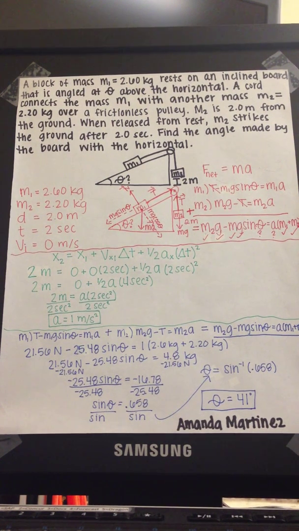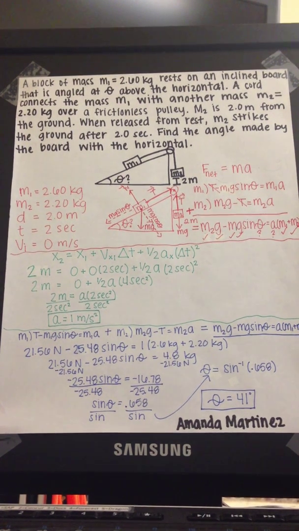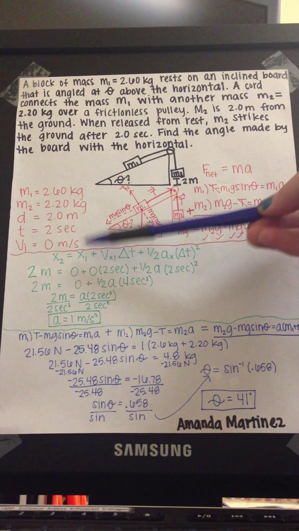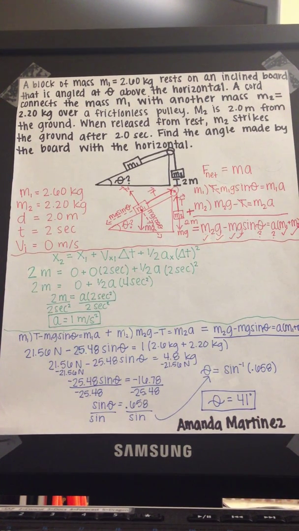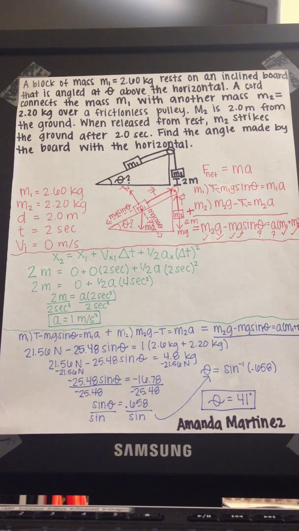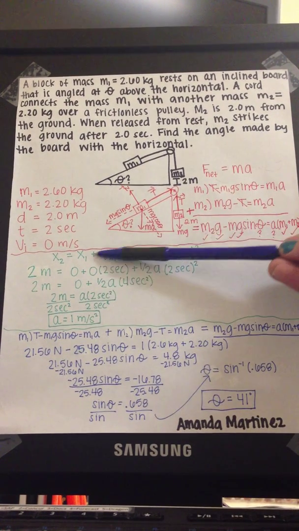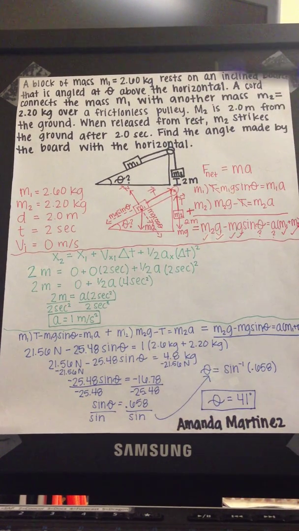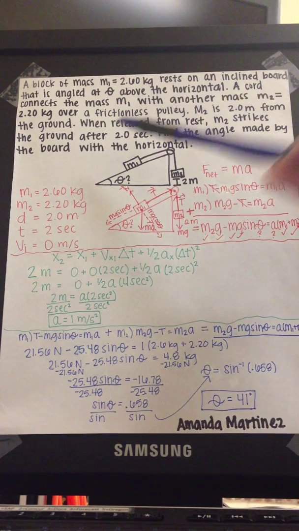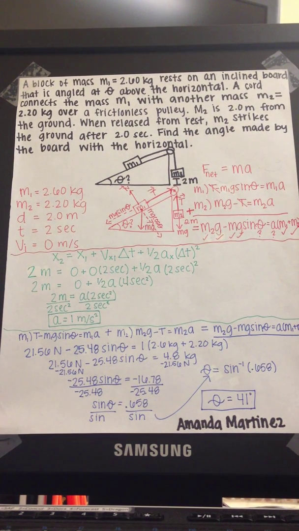So after I read the problem and looked at it, I wrote down all the information that they give you in the problem. They give you the masses of the two blocks, the distance of M2 from the ground, and the time it takes for M2 to hit the ground after it's released. And you can assume that the initial velocity is 0 meters per second because it says when released from rest.